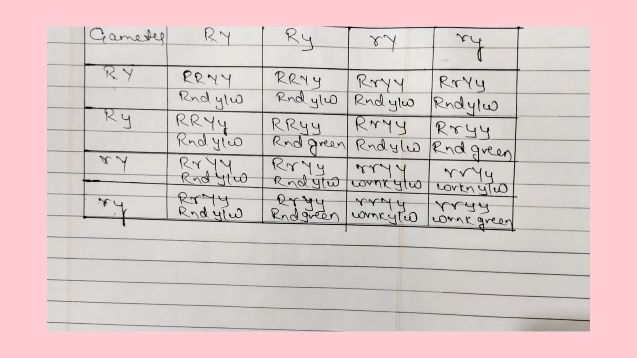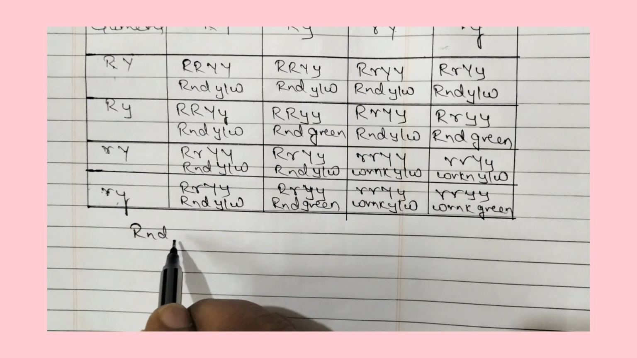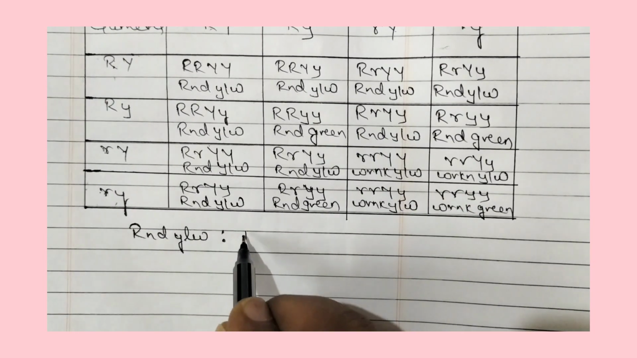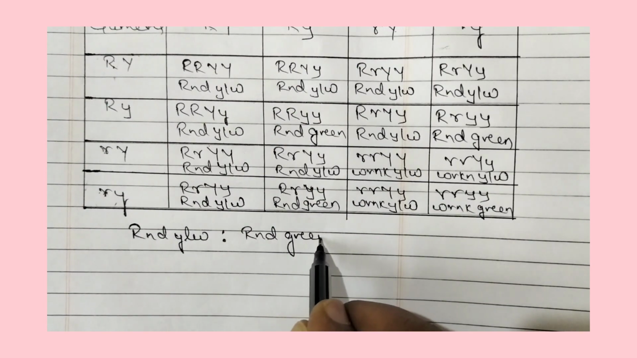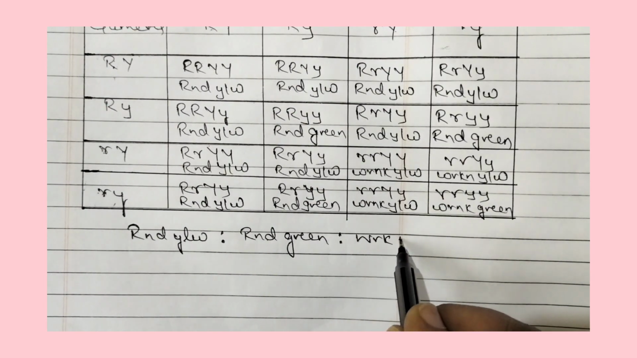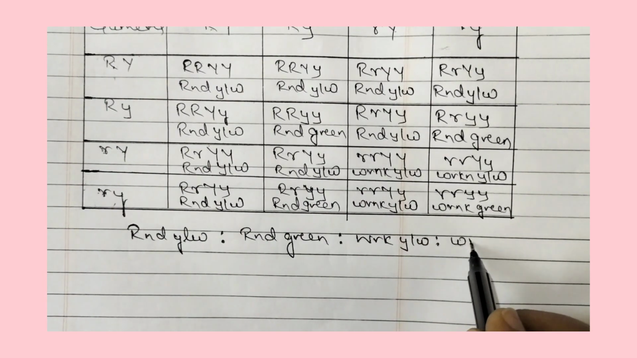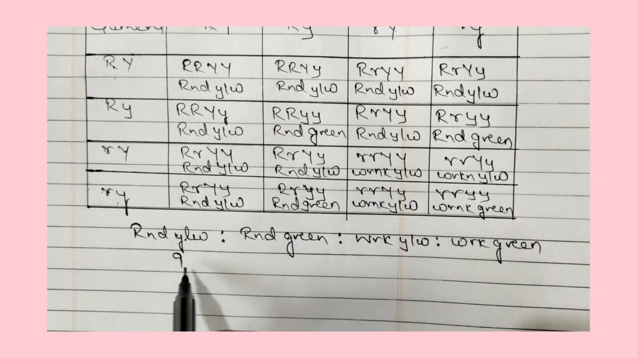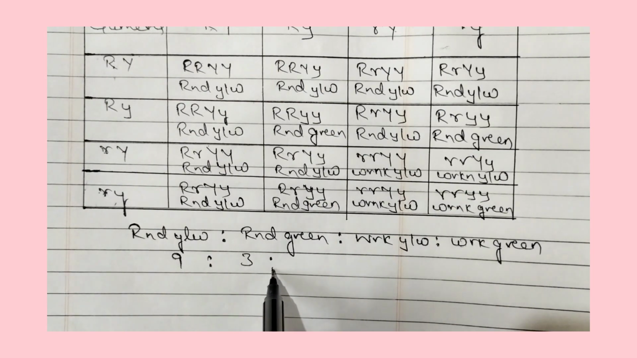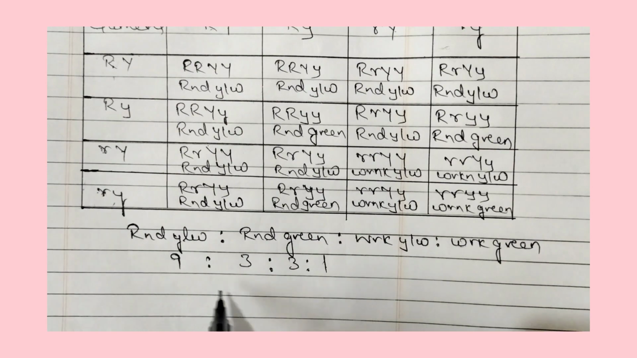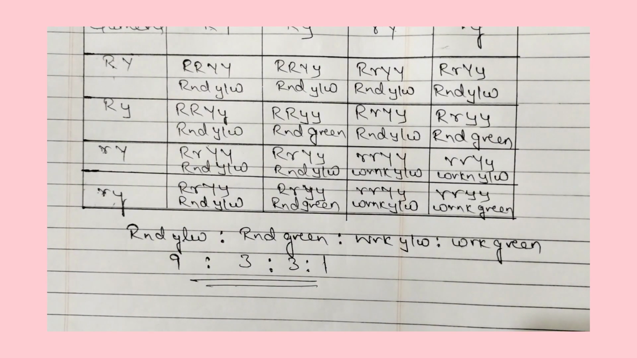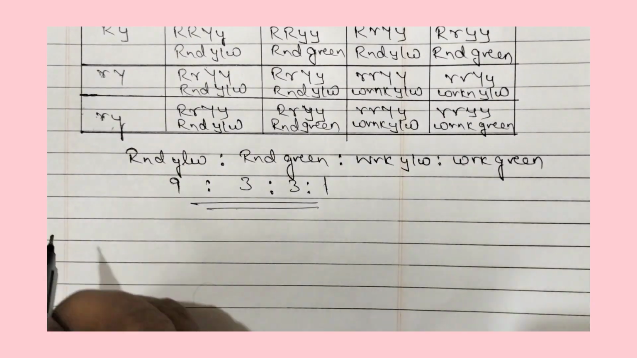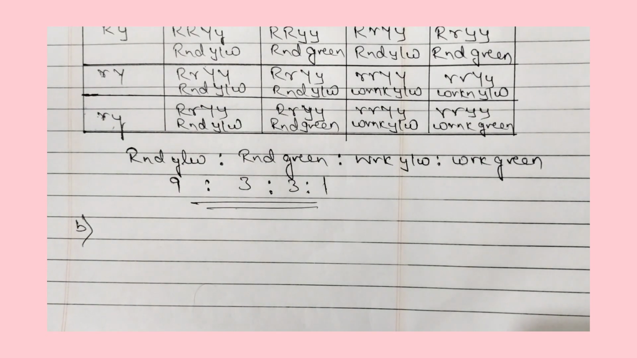So now let us write the ratio. So round yellow is to round green is to wrinkled yellow is to wrinkled green. So now round yellow 9 is to round green 3 is to wrinkled yellow 3, wrinkled green 1. Therefore, the dihybrid ratio is 9 is to 3 is to 3 is to 1. So we have used the checkerboard to find out the phenotypic ratio for the dihybrid cross.